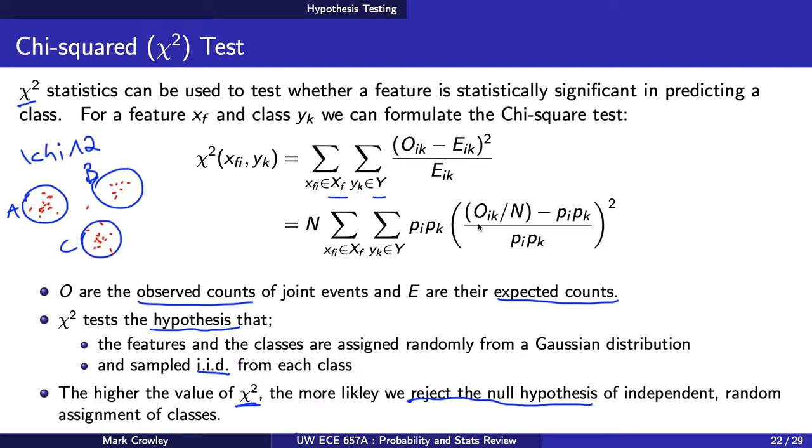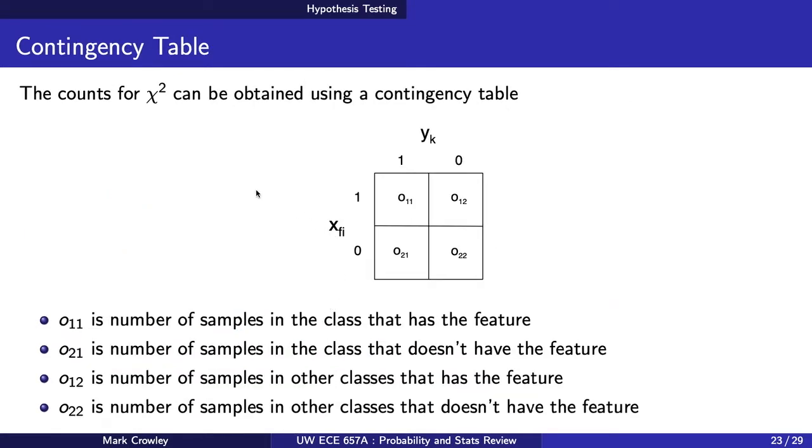So what are these O's and E's? The way we get these, this comes up multiple different times in the course, so I don't know if you've seen it yet, but you will see it again, or you have already, is this idea of a contingency table.